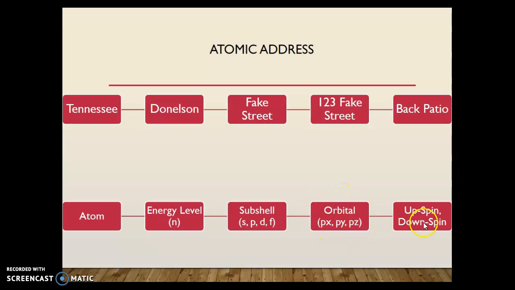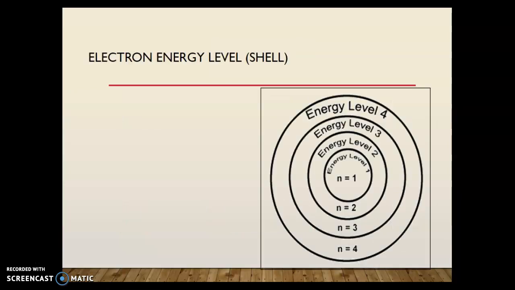And then in a couple days we'll talk about upspin and downspin when we look at orbital notation. So we're going to try and get to here, talking about the subshells today. Tomorrow we'll start looking at orbitals and our electron configuration. And then the following day we'll look at our orbital notation. So we're going to narrow in on the specific atomic address.